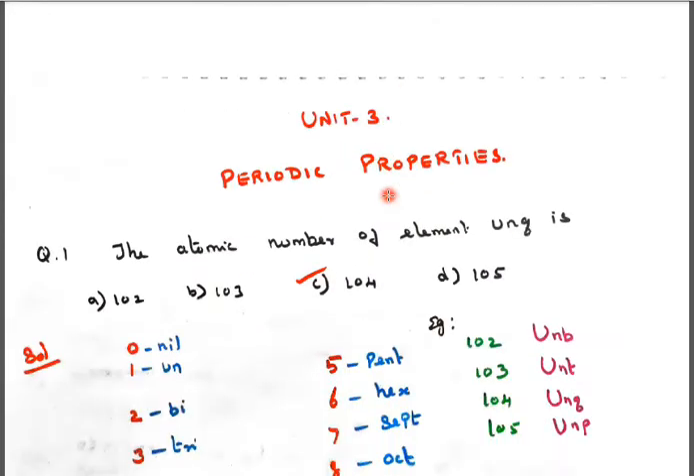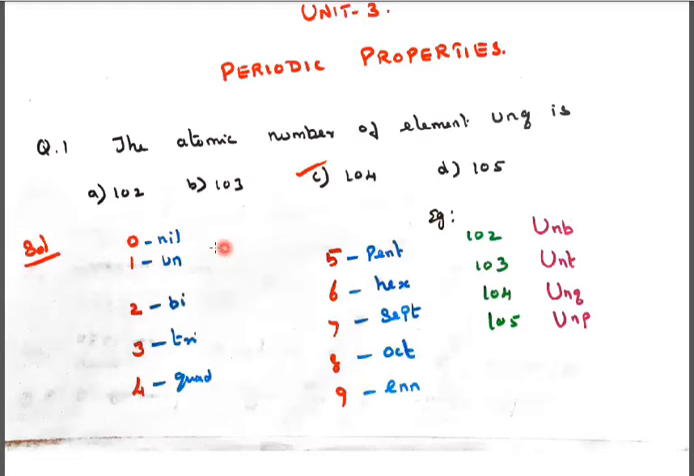Now we'll see the questions. Grade 11, Unit 3, Periodic Properties. Question number 1: the atomic number of element UNQ belongs to 102, 103, 104, 105. This is the IUPAC naming of the atomic number.